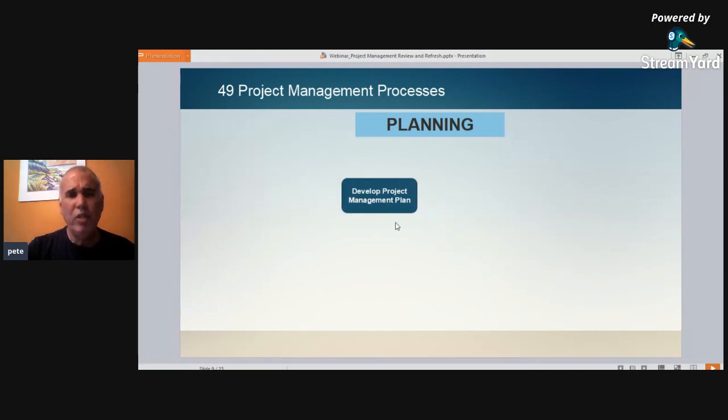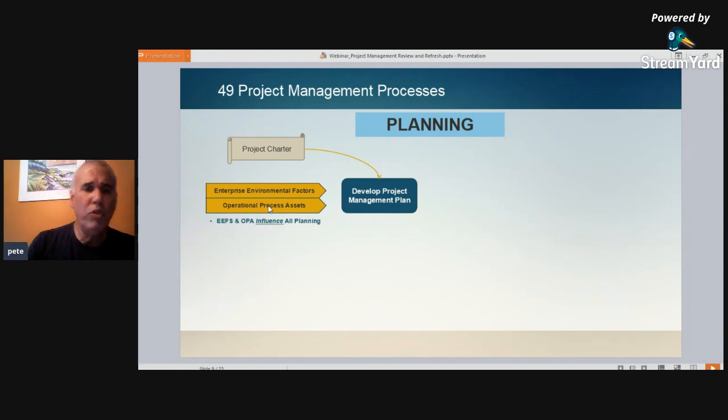And the first thing you're going to want to do is develop your project management plan. A lot is spoken about project management plans, right? And it's got to start somewhere, and it becomes very large. It becomes very encompassing. The project's charter is your basis of information that's going to start your project management plan, along with two other inputs: enterprise environmental factors and operational process assets. They are used in all of the planning processes. Okay? They're going to become inputs.